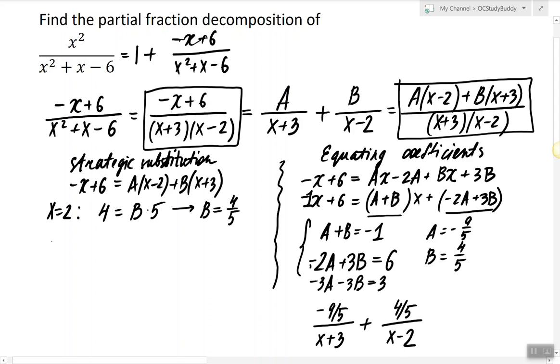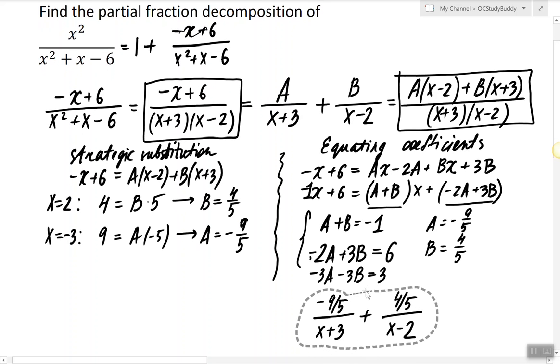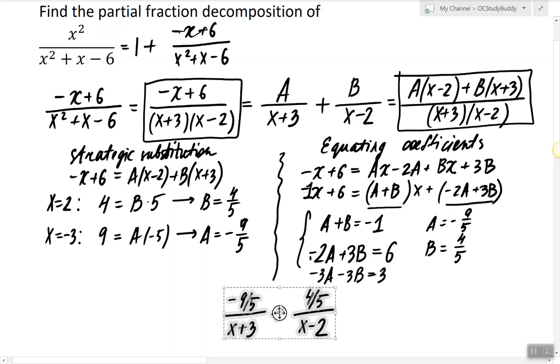b is just 4/5. Now another value of x that we can strategically substitute into this equation is negative 3. Negative of negative 3 plus 6 is 9, and negative 3 minus 2 is negative 5, and negative 3 plus 3 is 0. So we end up with the following equation, which is easy to solve for a. a is just negative 9/5. So of course we ended up with the same exact values for a and b. No matter which method you use, you'll have exactly the same solution.